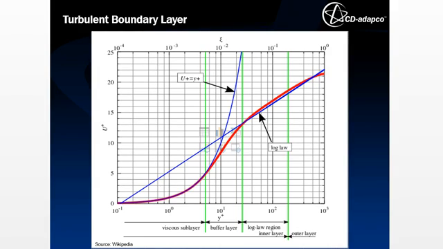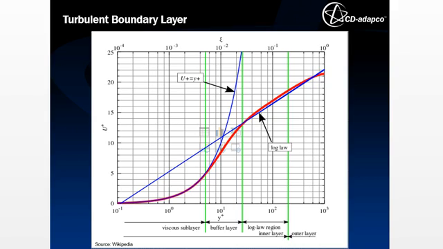The near wall turbulent boundary layer can be split up into different regions. Each of them has different physical characteristics and can be modeled using different empirical laws. The current plot shows the dimensionless velocity u plus as a function of the dimensionless wall distance y plus. The red line depicts the dimensionless velocity distribution inside a turbulent boundary layer.